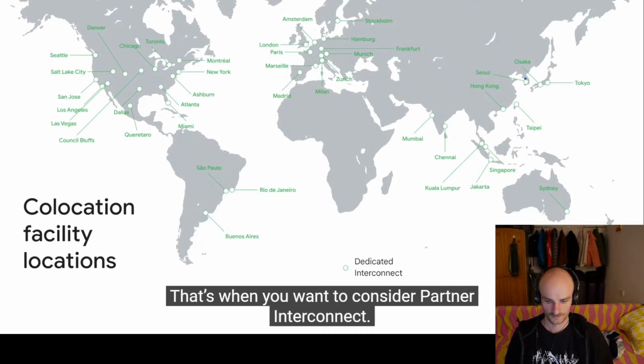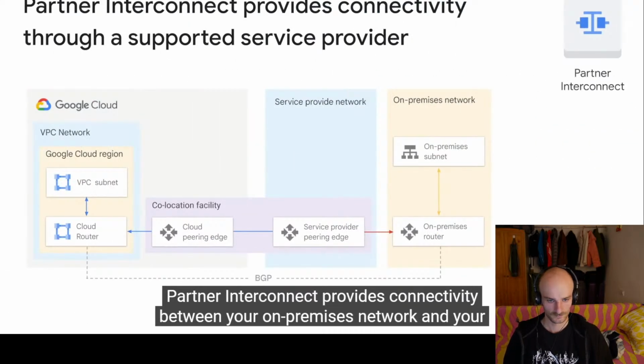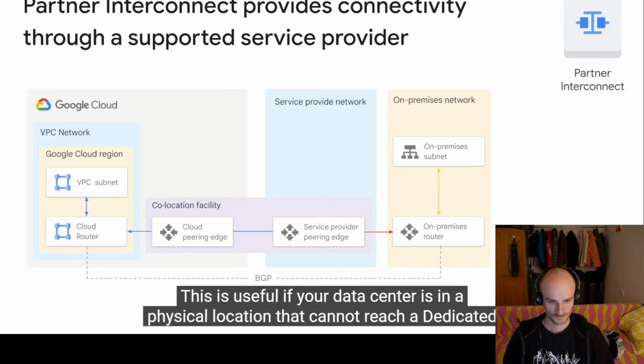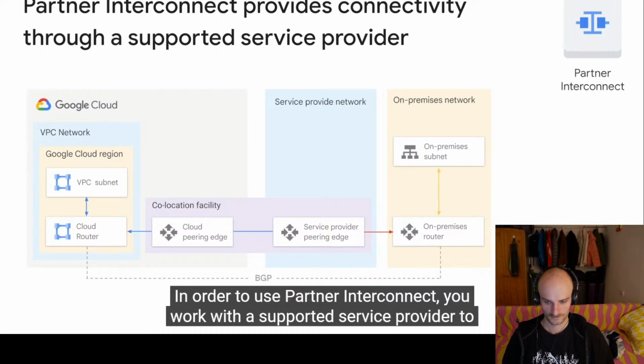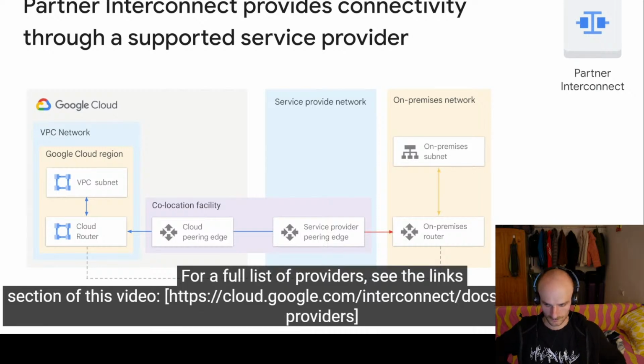That's when you want to consider Partner Interconnect. Partner Interconnect provides connectivity between your on-premises network and your VPC network through a supported service provider. This is useful if your data center is in a physical location that cannot reach a Dedicated Interconnect colocation facility, or if your data needs don't warrant a Dedicated Interconnect. In order to use Partner Interconnect, you work with a supported service provider to connect your VPC and on-premises networks. For a full list of providers, see the links section of this video.